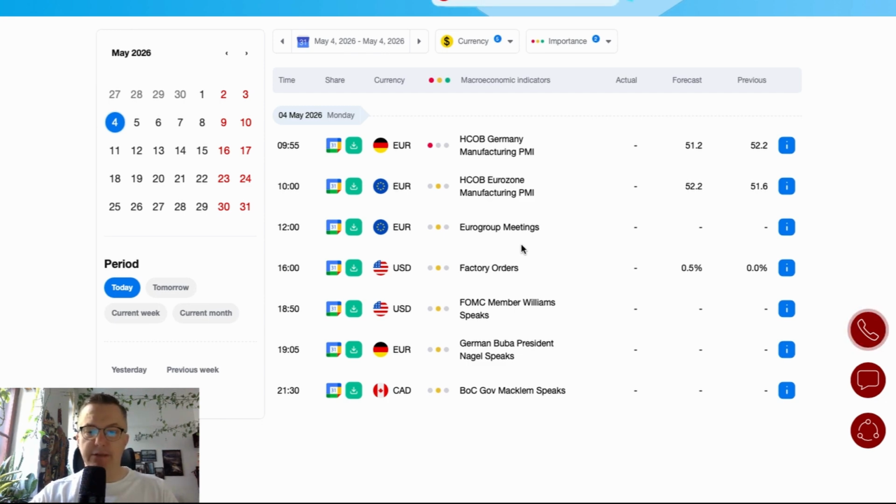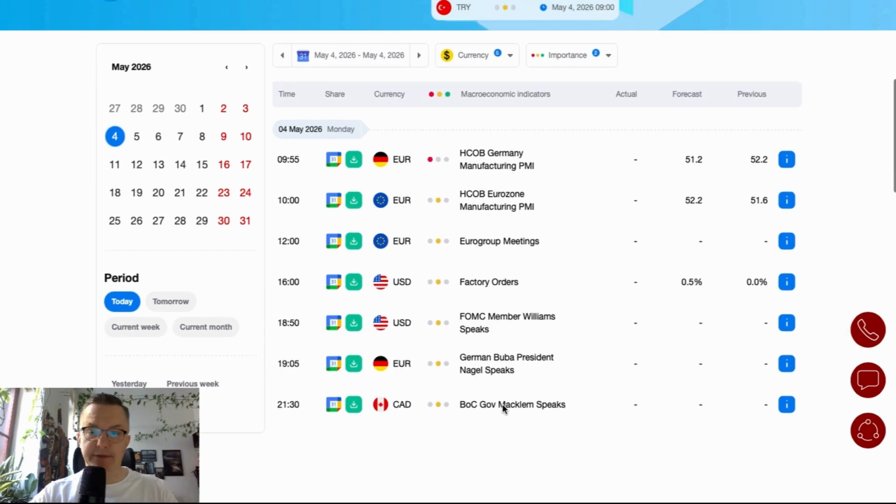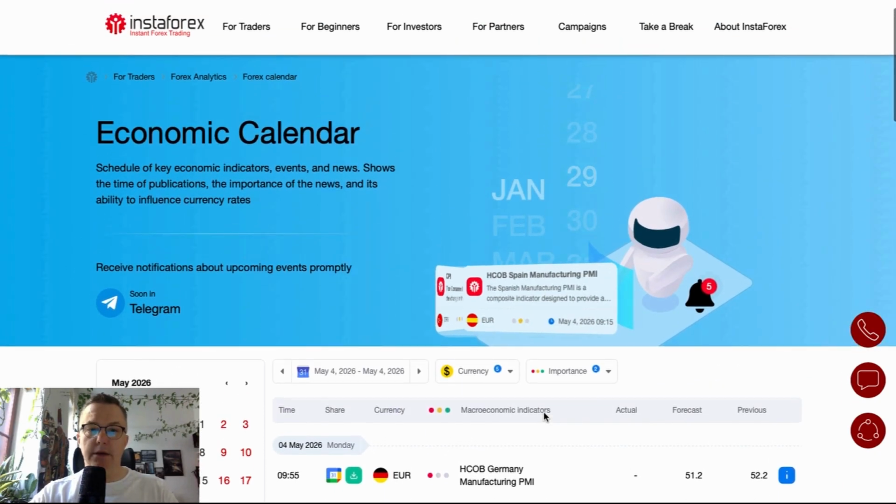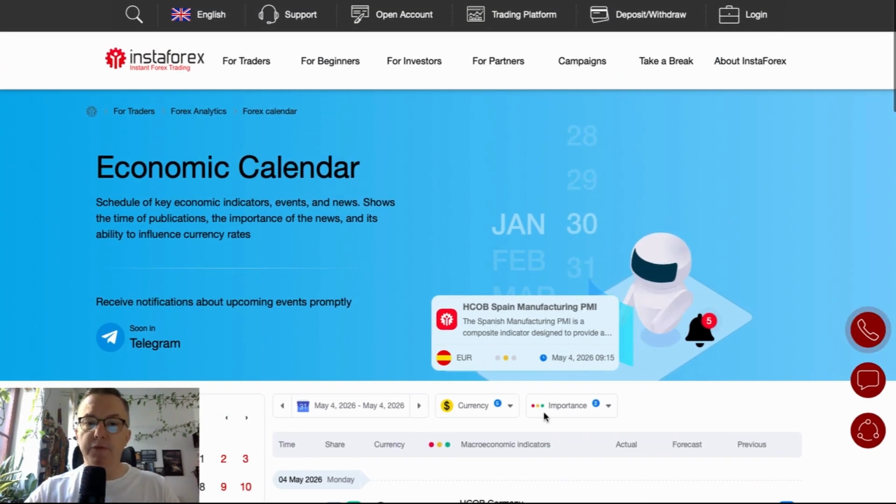Then 4 hours later, we got factory orders data from the USA, and at 6:50, we got FOMC member Williams to give a speech. At 7:05, we got German Bundesbank President Joachim Nagel to give a speech, and at the end of the day, at 9:30, we got Bank of Canada Governor Macklem to give a speech. This is the last event of the day. Quite an easy beginning of the new month on the Forex market.